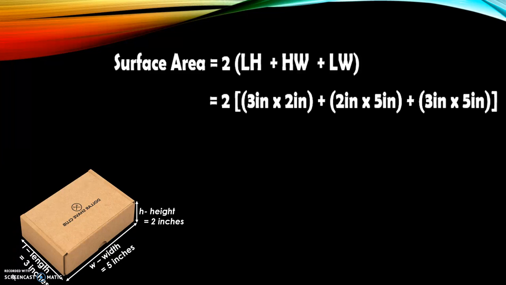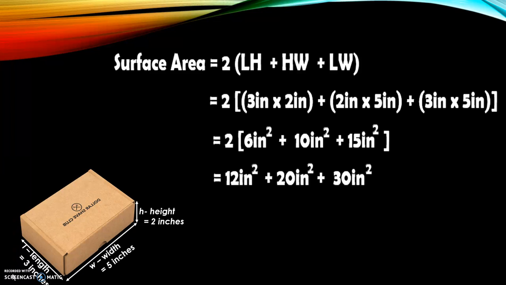Then, multiply the numbers inside the parentheses. So, we then have 2 multiplied with 6 square inches plus 10 square inches plus 15 square inches. Then we get 12 square inches plus 20 square inches plus 30 square inches. We add the numbers together. So we get a result for the surface area of 62 square inches. That will be the size of a gift wrapper you will need to cover your gift box.